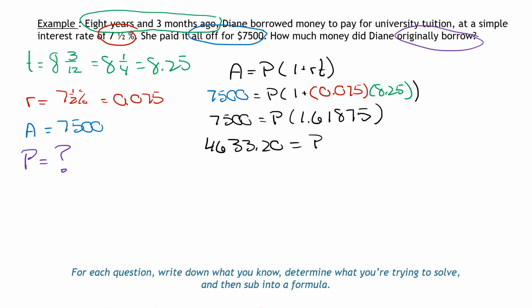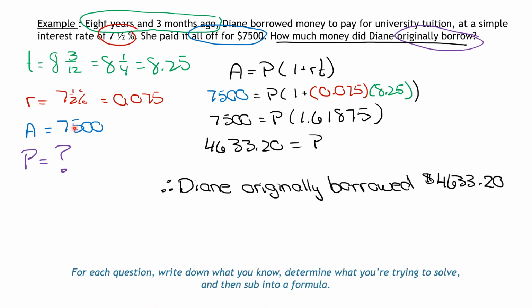So what does that mean? What is that? Look at your question again. What did we just find? We answered how much did she originally borrow. So that's what we're going to write a therefore sentence here. Word problems require word answers. So Diane originally borrowed $4,633.20, which is not much. You guys going off to possibly university, that's not even going to pay for one semester of tuition. But she borrowed that much money, and many years later she owed $7,500.